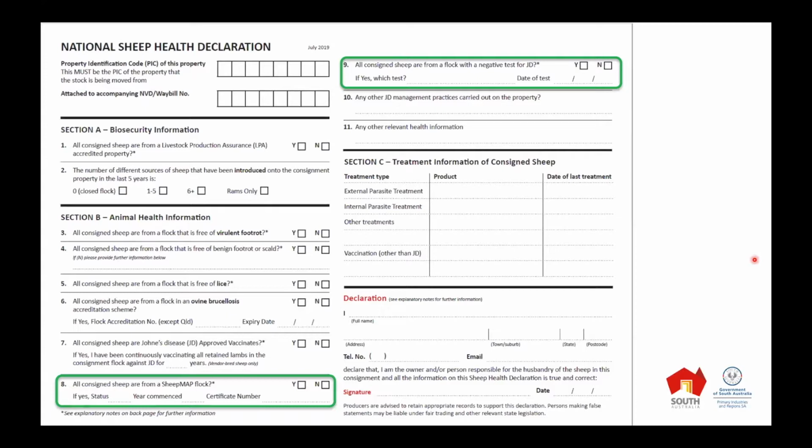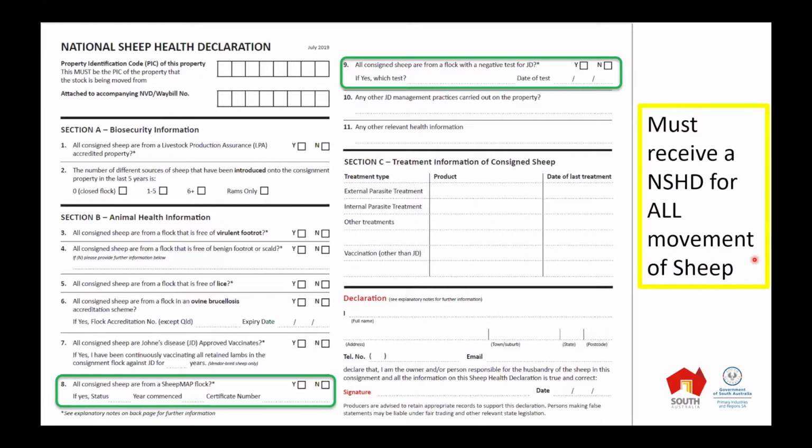As I mentioned before, the Sheep Health Declaration is compulsory for all movement of sheep in South Australia. You must receive one if you're receiving sheep from an external source. And so if you have agents or anyone else sourcing sheep on your behalf, you need to make sure that they're passing these statements on to you.